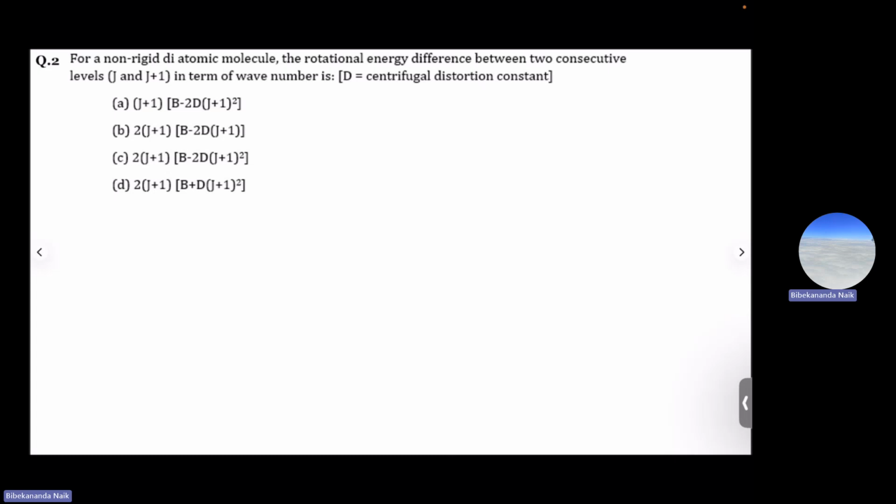Now question number 2 says, for a non-rigid diatomic molecule, the rotational energy difference between two consecutive levels J and J plus 1 in terms of wave number is, where D is the centrifugal distortion constant. So here we need to consider the concept of rigid and non-rigid diatomic molecules. What will be the energy difference between the two consecutive levels J and J plus 1 in terms of wave number? All these are in wave number units.